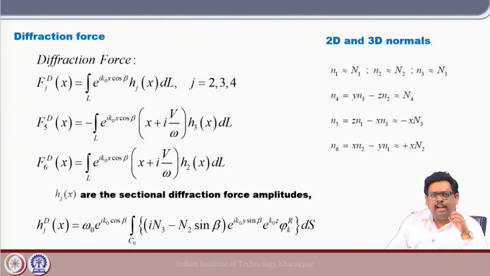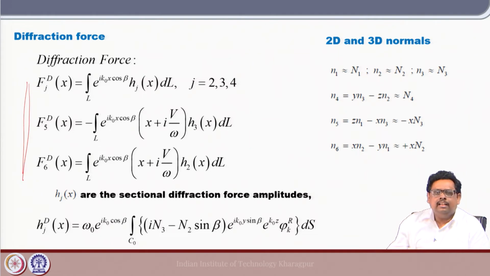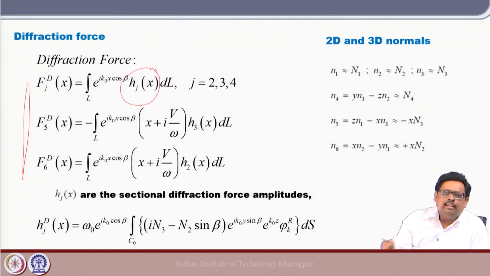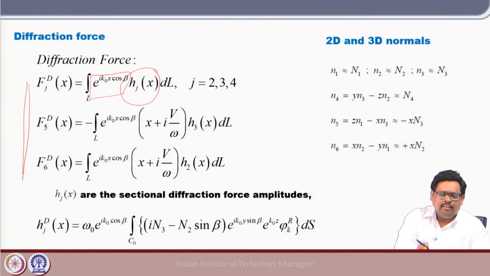Now, in case of the diffraction force, it is similar: the 3-dimensional diffraction force I can get if I know the 2-dimensional diffraction force. Here this H_j(x) represents the 2-dimensional diffraction force, particularly for a section. If you remember, we said that the wave might come from different angles.